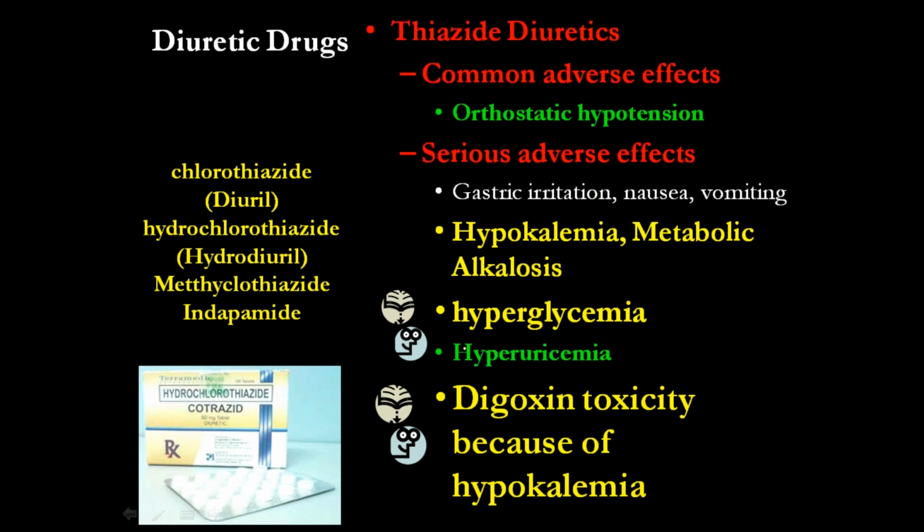They are going to lead to hyperuricemia, because loop diuretics and thiazides decrease the excretion of uric acid. That is going to lead to gout, so bouts of gout. Again, we are going to be very careful with the toxicity of digoxin because of the hypokalemia. Anything that can lead to hypokalemia can lead to toxic levels of digoxin.